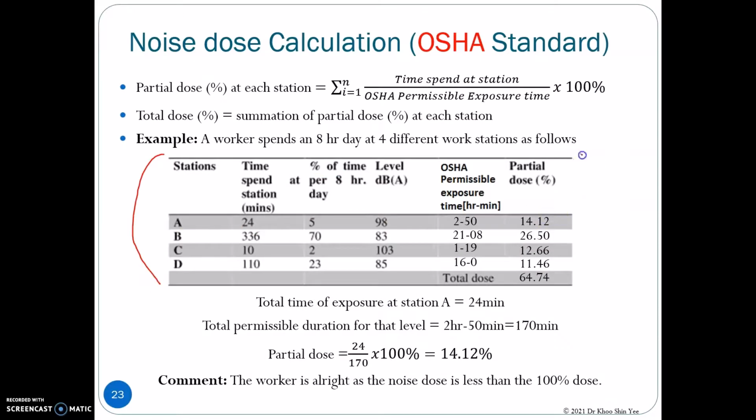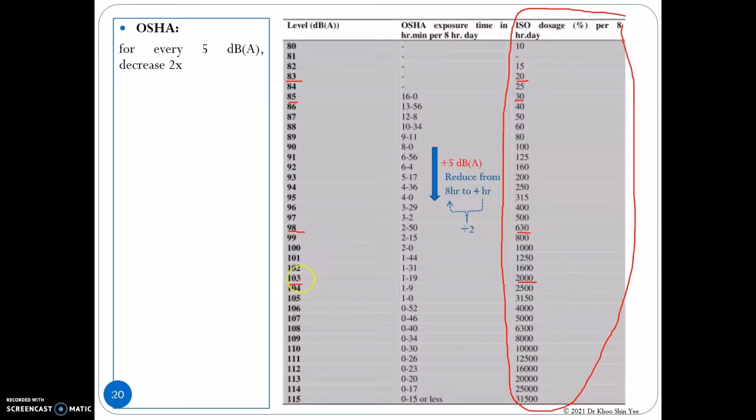Let's solve the same problem, but this time we use the OSHA standard. Similarly, based on the level dBA here, the OSHA exposure time for 103 dBA is equal to 1 hour and 19 minutes. For 98 is 2 hours and 50 minutes. For 85 dBA is 16 hours. For 83 is not given. Therefore, we can use this relationship to obtain it. So we need to refer to 88 dBA, which is equal to 10 hours and 34 minutes, and we multiply by 2 in order to obtain the OSHA exposure time here.